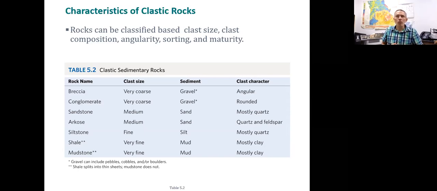Here in Missouri, we do have some breccia, but our breccia more commonly occurs where pieces of rock on the top of a cave fall to the bottom of the cave and get glued back together. We call this cave breccia. And so, again, every rock is going to tell a story.